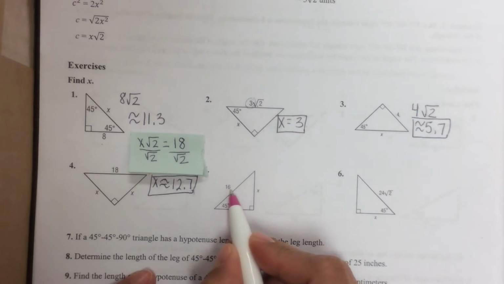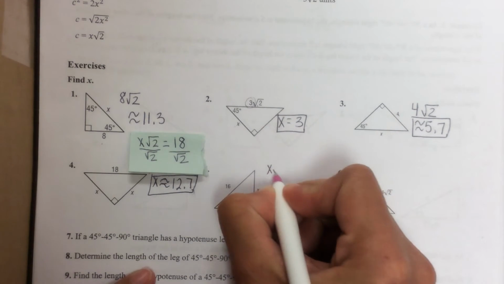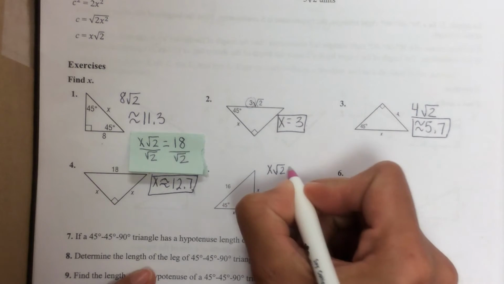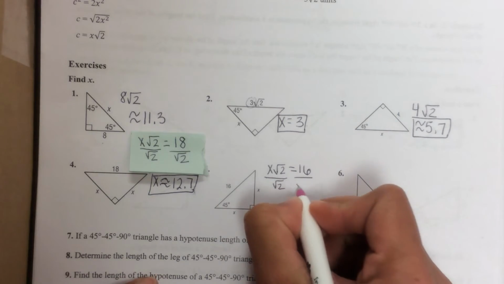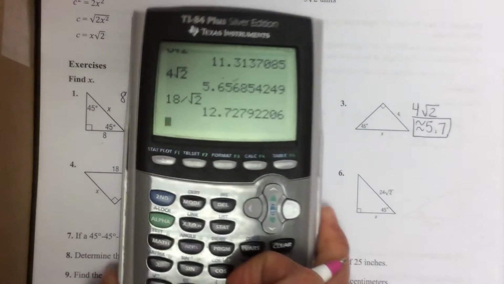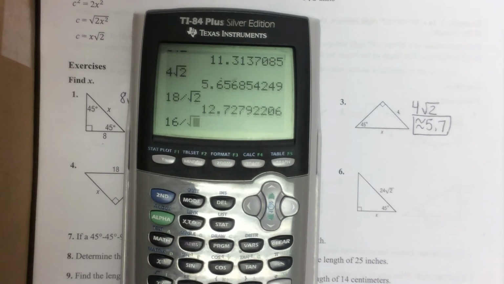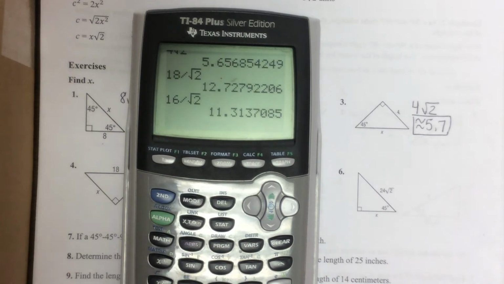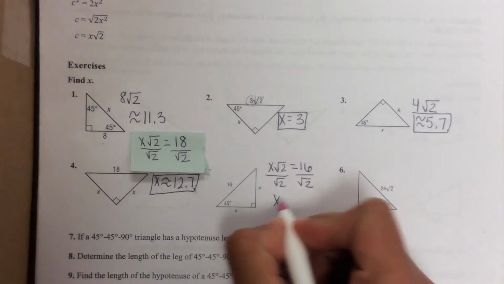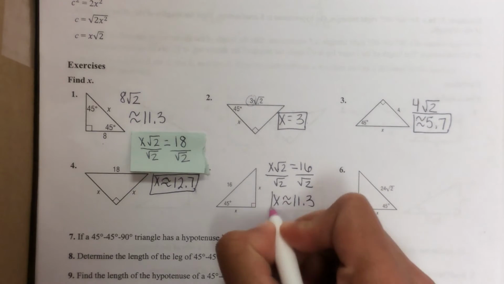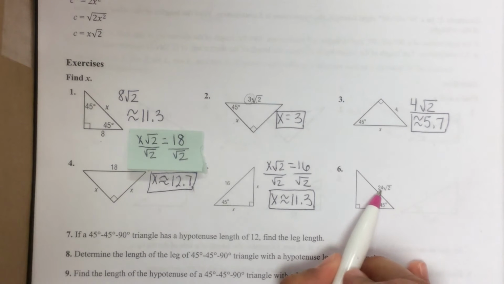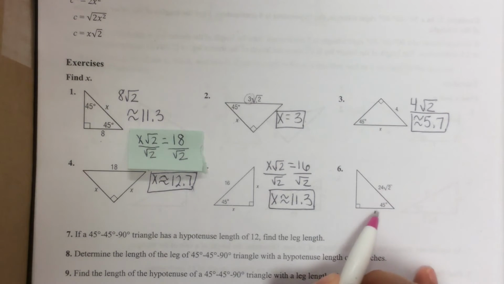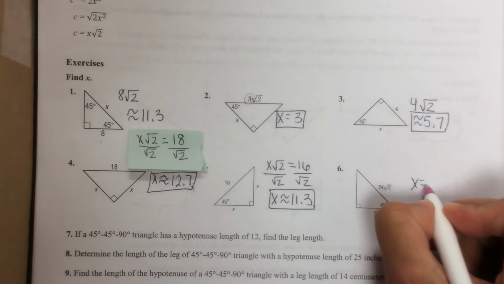Okay. We do the same thing on number 5. We know the hypotenuse is 16. We know that that is equal to x square root of 2. We'll set that equal to 16, divide by the square root of 2, and type it into our calculator: 16 divided by the square root of 2. That gives us approximately 11.3. Number 6, the 24 sits outside of the square root of 2, so we automatically know that x is equal to 24.